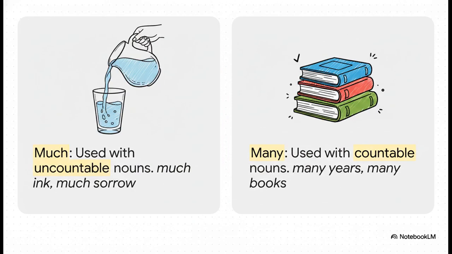Next, we have much and many. The choice here depends completely on the noun. Is the noun countable or uncountable? Can you count it? If the answer is yes, then you use many. Many books, many friends. If you can't count it, you use much. Much water, much sadness. Always ask yourself that question, can I put a number in front of this word?